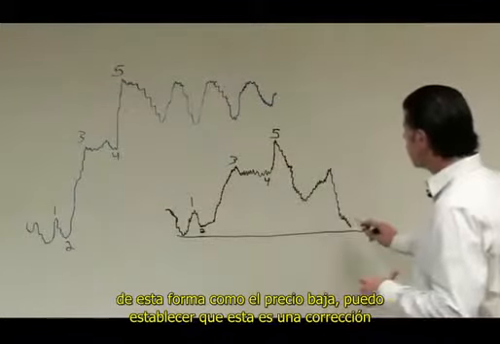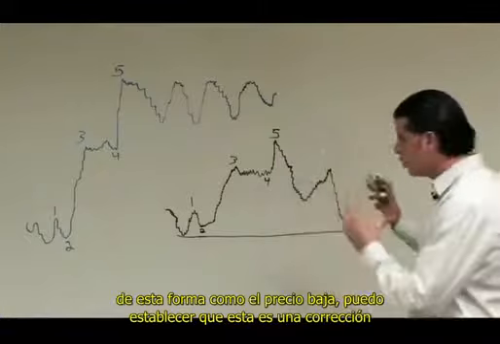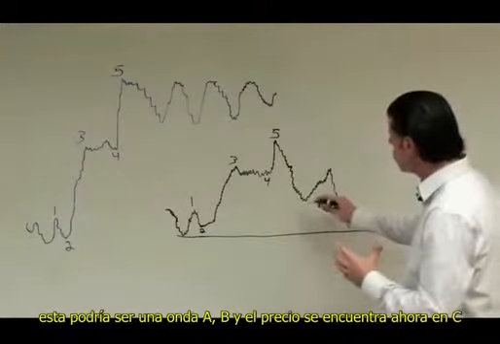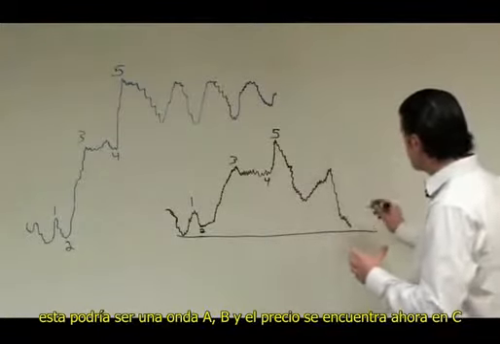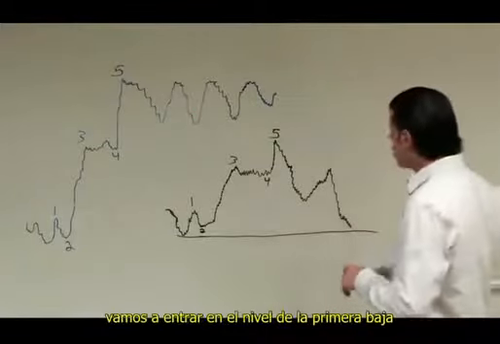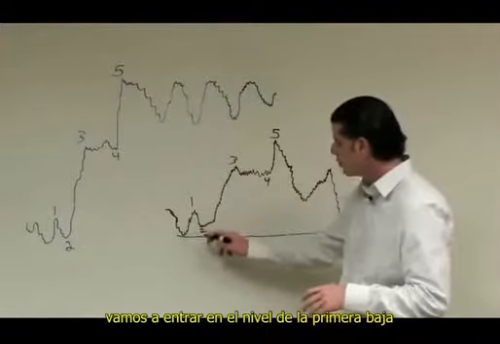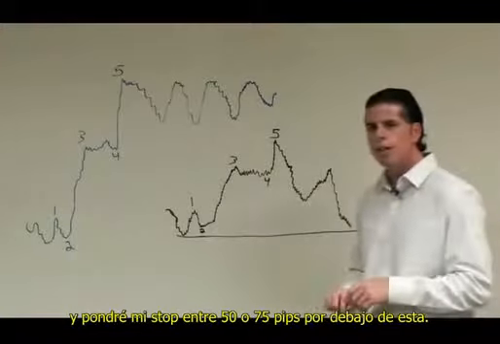So as prices do come down, as long as I can loosely count a correction, this could be an A wave, this could be a B wave top, and prices right now could be in that C wave. I would look to enter at the level of the first low and place my stop maybe 50 to 75 pips beneath that level.